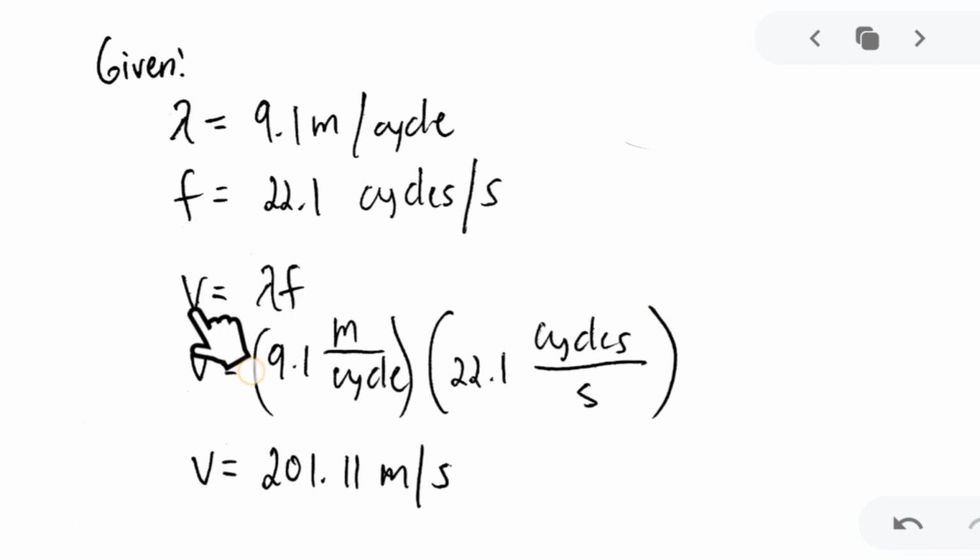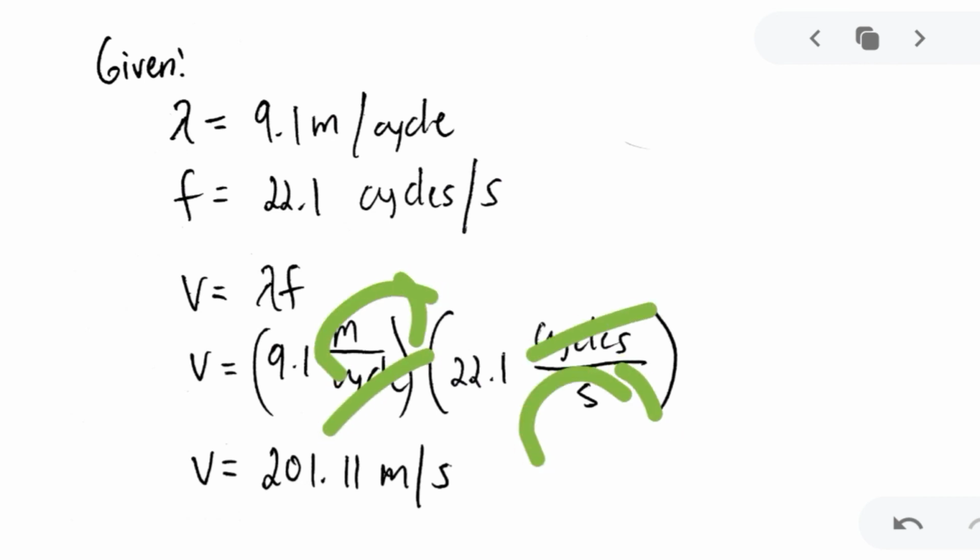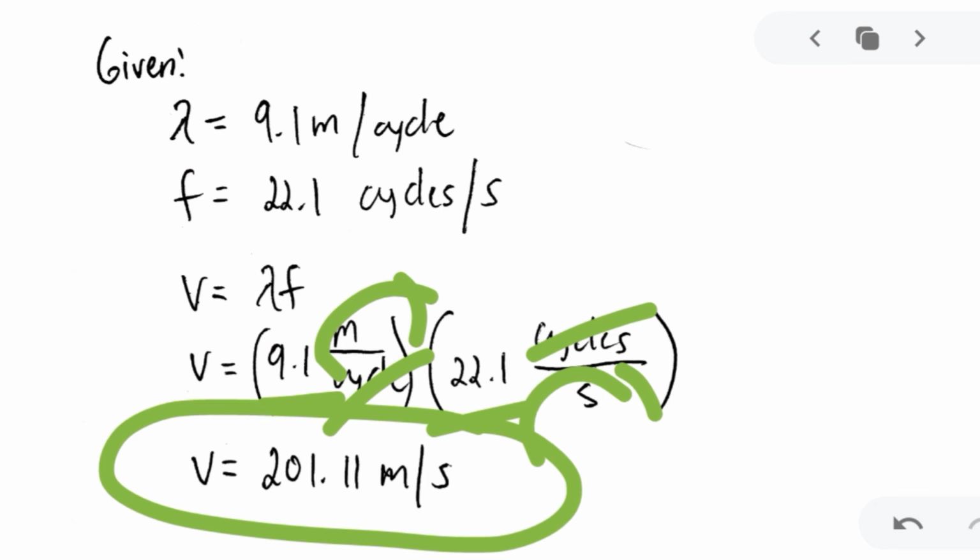To find the speed, that is equivalent to speed is equal to the lambda multiplied by the frequency. Then substitution: v is equal to the value of the lambda, which is 9.1 meters per cycle, times the frequency, which is 22.1 cycles per second. Cancel the units. You will be left with meters per second, which is the unit for speed of the wave. And then multiplying 9.1 by 22.1, that will be 201.11 meters per second. That is your answer here.